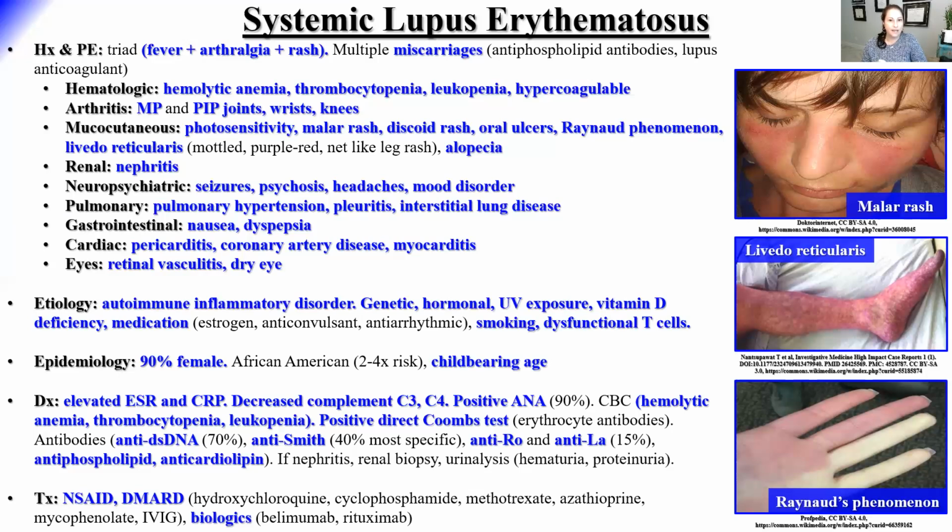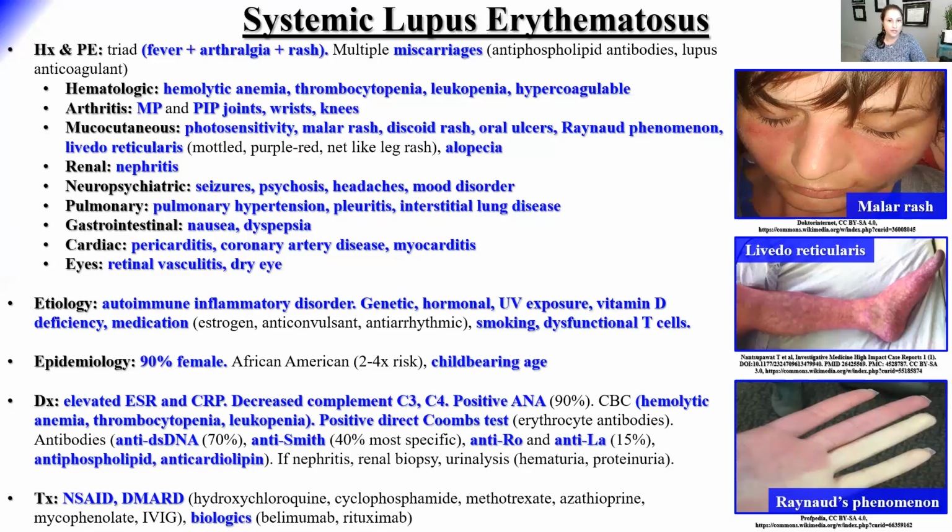On CBC, they have a hemolytic anemia. Remember that direct Coombs test that we talked about in your hematology unit? Because they have antibodies to their erythrocytes, they'll have a positive direct Coombs test. The antibodies for this: anti-dsDNA, anti-Smith, anti-Ro, anti-La. Anti-Smith is going to be the most specific antibody for this one. They'll also have an antiphospholipid and an anticardiolipin antibody.